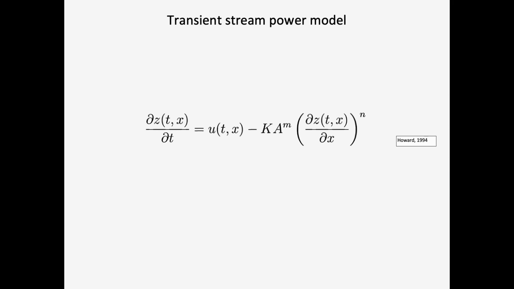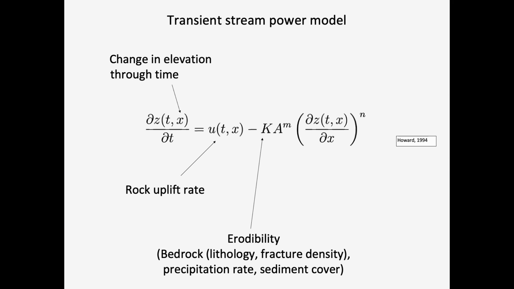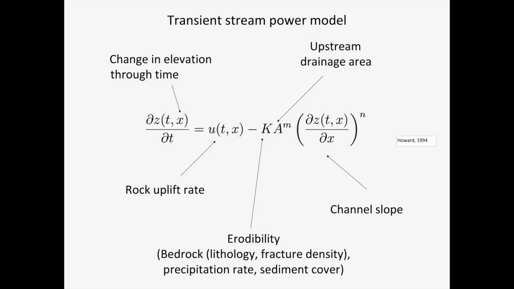The basis of this is the transient stream power model. So this is change in elevation divided by change in time equals the uplift, so this is the rock uplift rate minus the erosion rate, where K is the erodibility, so how easy the rocks are to erode. A is the upstream drainage area, so this is how much water is coming through a specific point in the landscape. And dz/dx is the local slope.